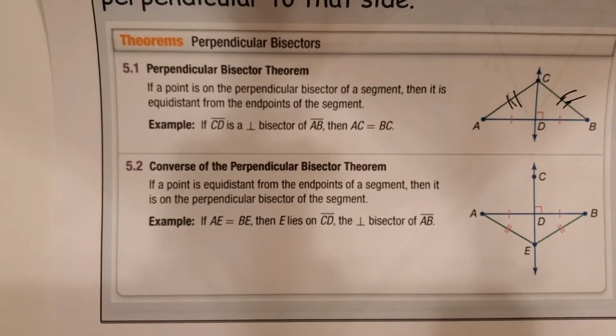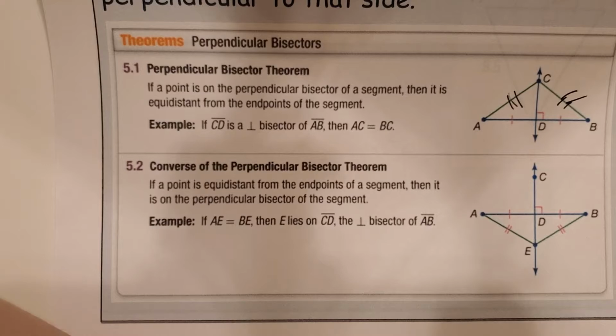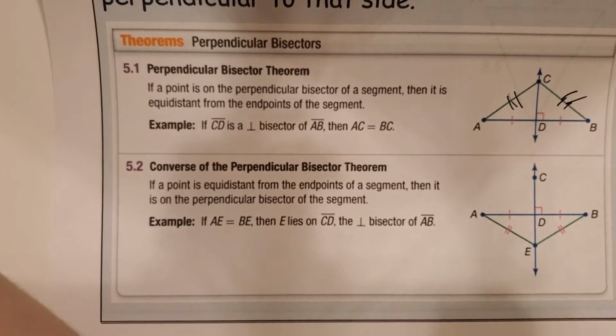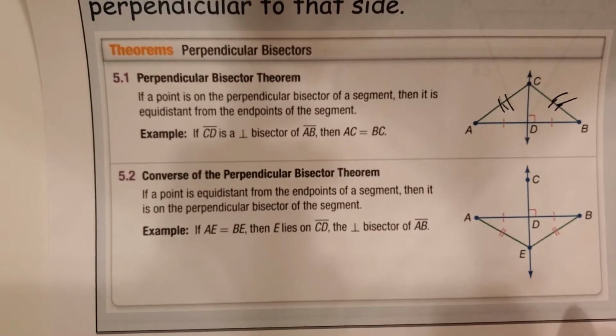I'm still not giving you any proofs. Even if we're online, I said back in January or February that we're done with proofs for the year. That's still true. This perpendicular bisector theorem and its converse are going to be used more for algebra problems. So don't freak out, you're not getting proofs.